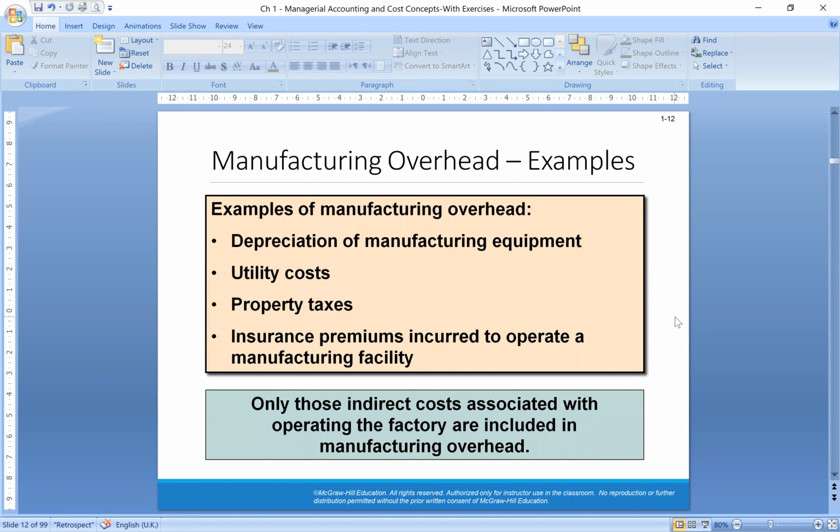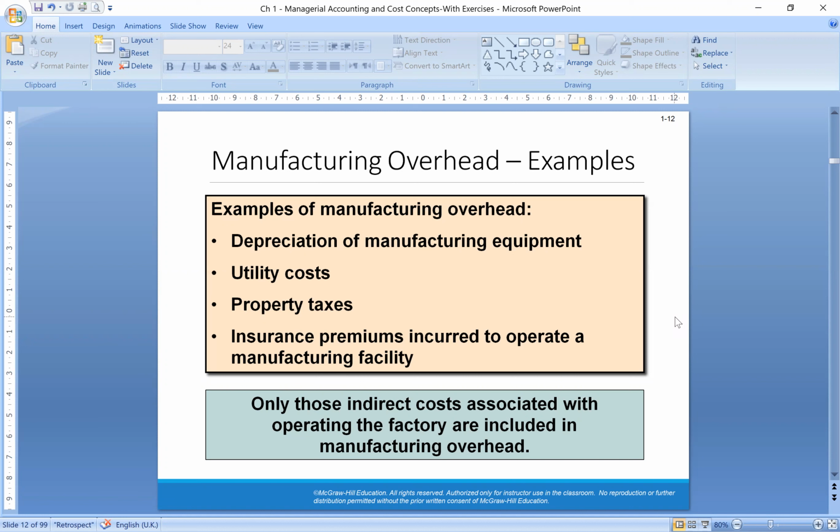Manufacturing overhead also includes depreciation for the manufacturing equipment, utilities costs, property taxes, insurance premiums incurred to operate a manufacturing facility. And be careful that we are talking about the manufacturing facility here. So if you say insurance, but it is not related to the manufacturing facility, this will be a non-manufacturing cost.